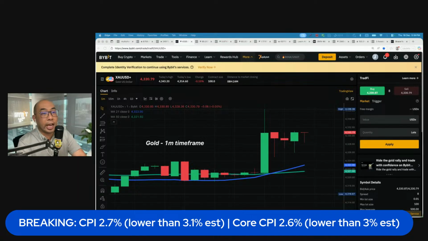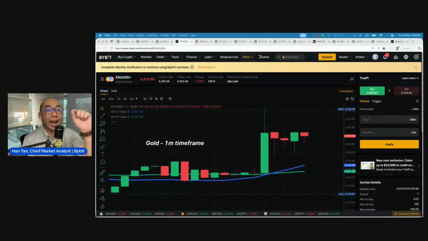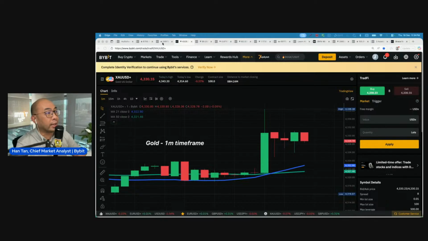The data came out 4 minutes ago, if you're just joining. The consumer price index, which is the headline way of measuring inflation, came in at 2.7%. That is lower than the forecasted 3.1%. Core CPI, which excludes energy prices and food prices, which are more volatile, also came in lower at 2.6%, compared to 3% as expected.